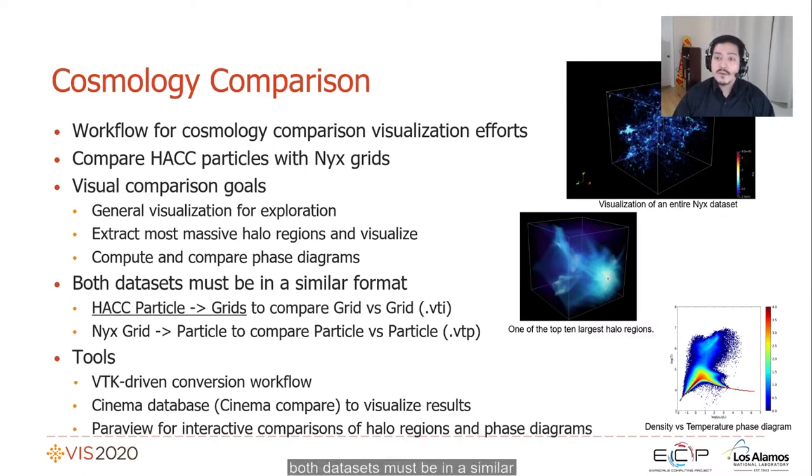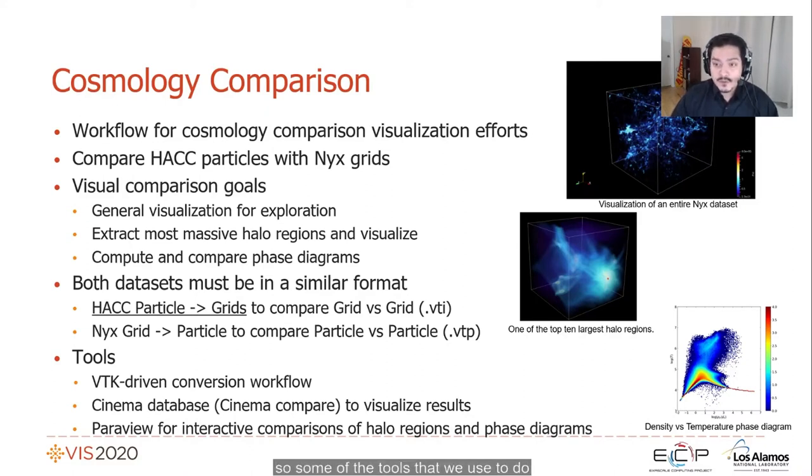So in order to do this, both data sets must be in a similar format. Either we convert the HACC particles onto a grid to compare a grid versus grid data set to simplify the analysis, or we could take a Nyx grid and convert it into particles to then do particle versus particle. So with our discussions with the domain researchers, we decided on actually doing HACC particles to grids. One of the reasons being that because HACC produces particles, by nature, they are more accurate in representing certain distributions, information versus just grids. So it would be a fair comparison to do grid versus grid after we have sampled the particles onto a grid.